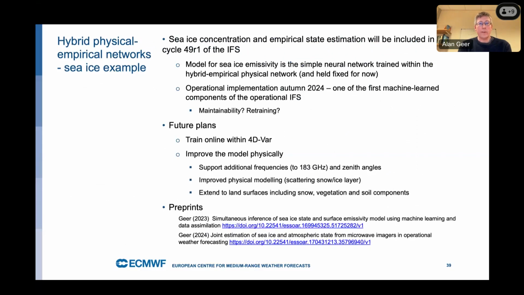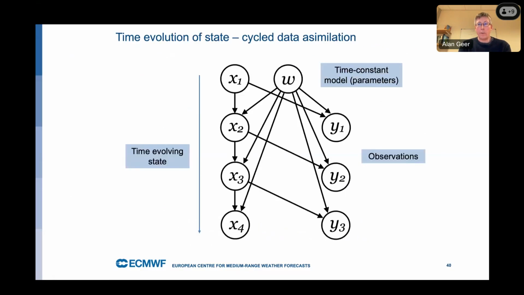So what that system is doing is it's going to be operational in the next version of the IFS in autumn 2024. And that's really great. It'll be one of the first machine learning components being used in the IFS. And there's plenty of future development to be had in that system, including possibly training it online in the future and developing it physically. So I also wanted to show the bias correction thing quickly.